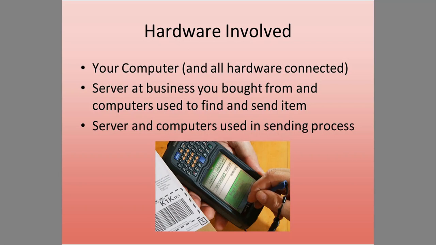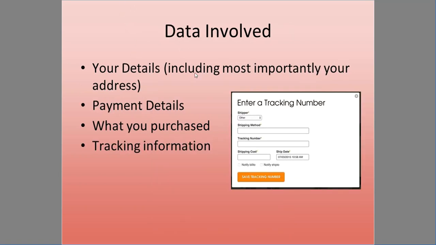And finally, there's probably going to be some tracking information as well. Once it does get sent out, a lot of the time we do get tracking numbers. So that's to help us track the location of the package and where it is actually going. So that is another very important thing to include. So just summing that up, the data involved in this purchase is going to be your details, and most importantly, of course, your address, payment details, what you purchased, as well as the tracking information.